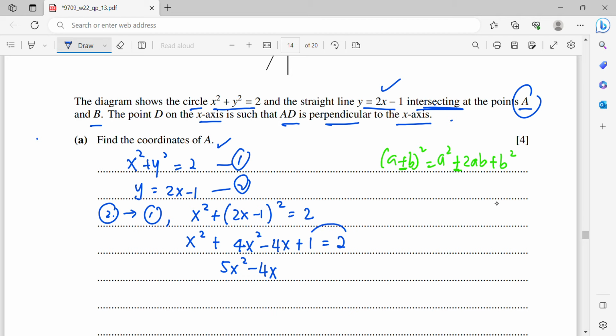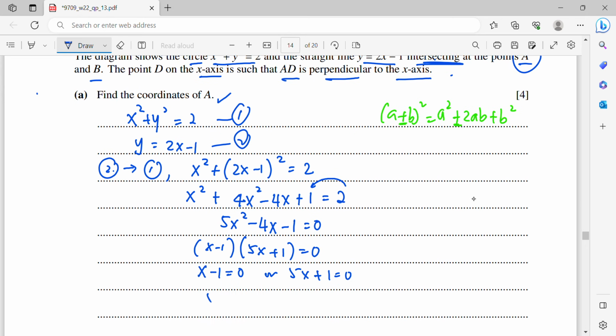This 2, move it to the left hand side, it becomes negative 1. Then equals 0. Factorize this quadratic equation. You will get two factors, x minus 1 and 5x plus 1. Right? So now x minus 1 equals 0 or 5x plus 1 equals 0. Hence, now your x equals 1 or x equals minus 1 over 5.